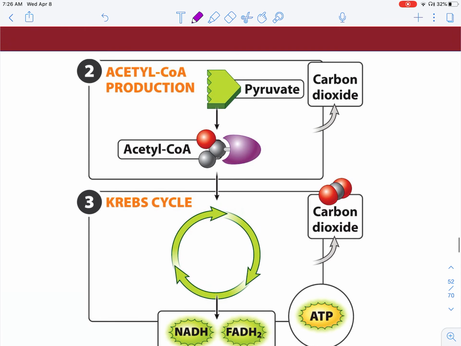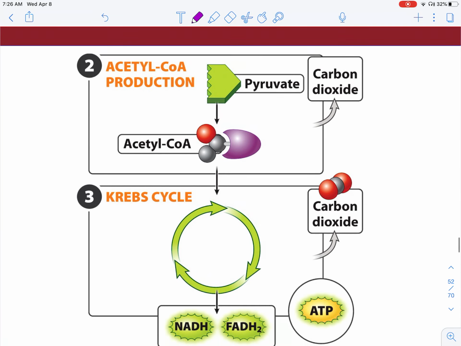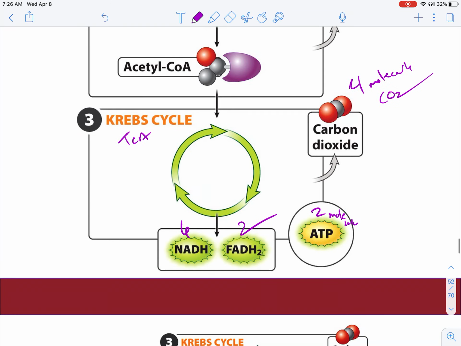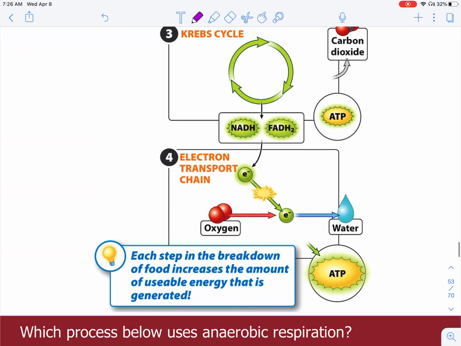This acetyl-CoA feeds into the citric acid cycle, or the Krebs cycle. And there you generate 2 molecules of ATP. You generate 4 molecules of CO2. And then you generate 6 molecules of NADH and 2 molecules of FADH2. So, a little bit of ATP, lots of these reduced electron carriers.